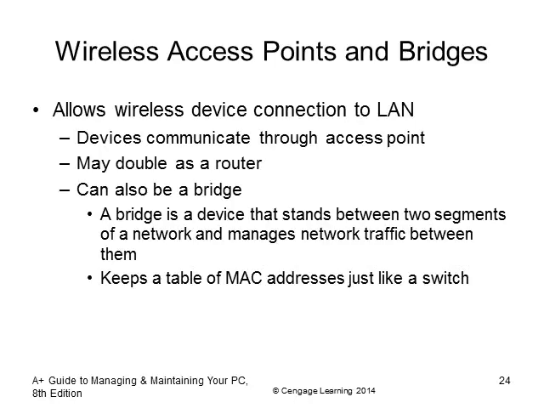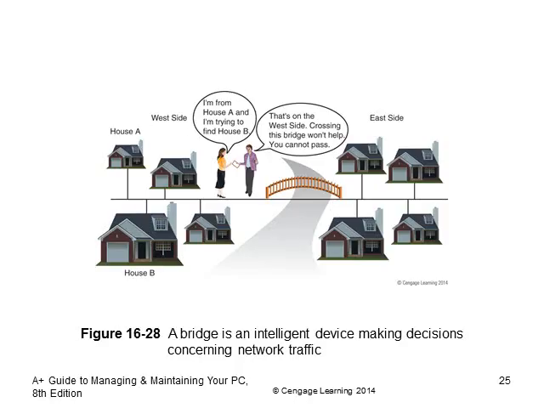Wireless access points and bridges. That allows a wireless device to connect to a LAN. The device communicates through the access point, can also double as a router, and it can even triple and be a bridge. A bridge is a device that stands between 2 segments of a network, and it manages network traffic between them, and it keeps a table of MAC addresses just like a switch. So a bridge is an intelligent device making decisions concerning network traffic.